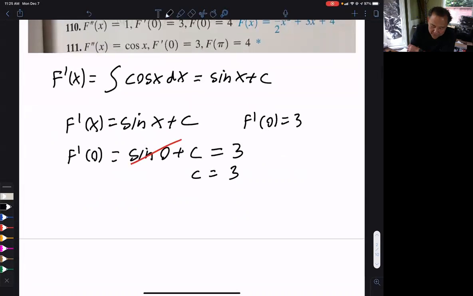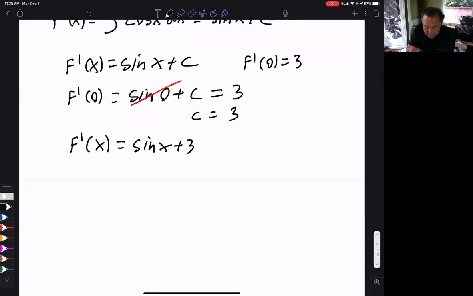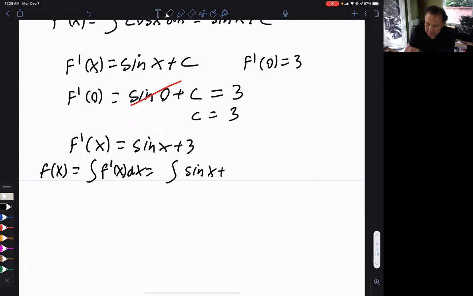So look, I have found the particular solution for f prime. It's sine x plus 3. I found the actual f prime, not a general, but the actual, using the initial value. But how do I find f? F is the antiderivative of f prime of x dx, which is the antiderivative of sine x plus 3 dx. So I can do that.